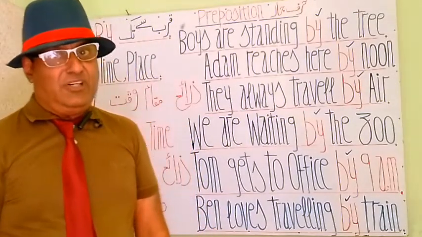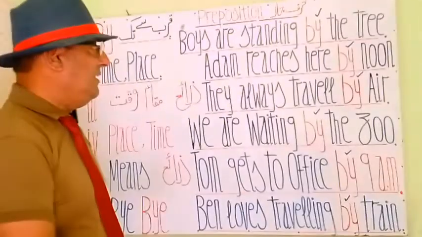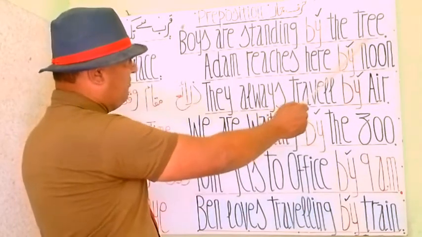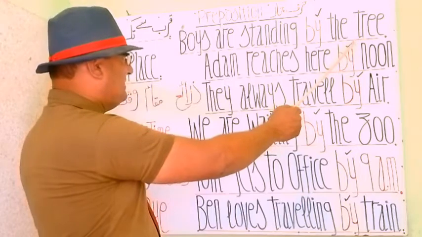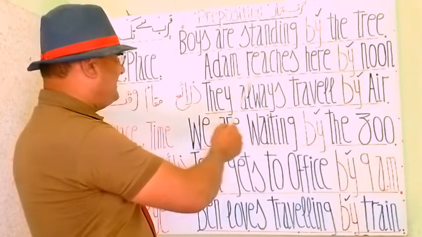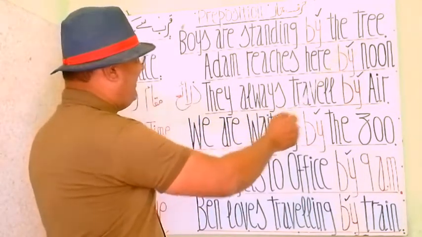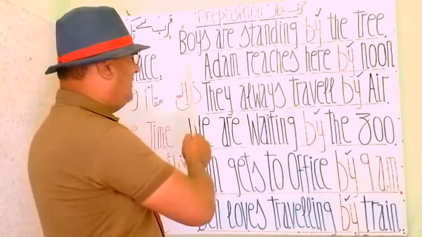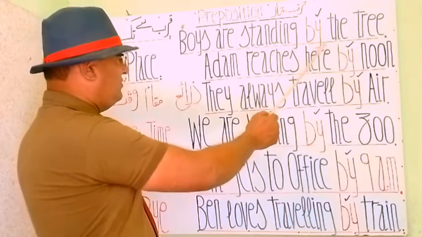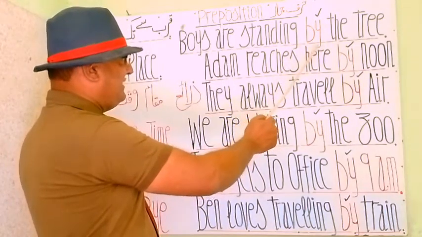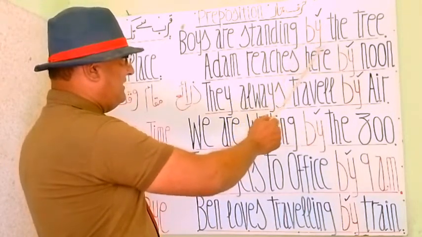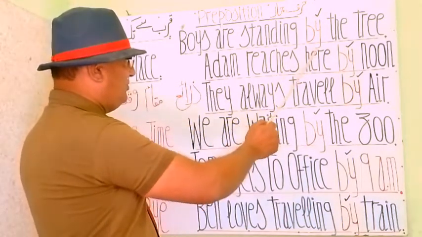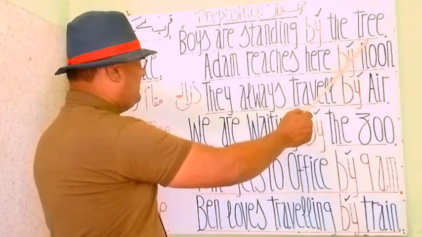And in the very first statement, we have used by as a preposition of place. We have used by as a preposition of place because tree is a place where the boys are standing. Boys are standing by the tree. लड़के दरख्त के पास खड़े हैं. So in this first statement, by is a preposition of place.